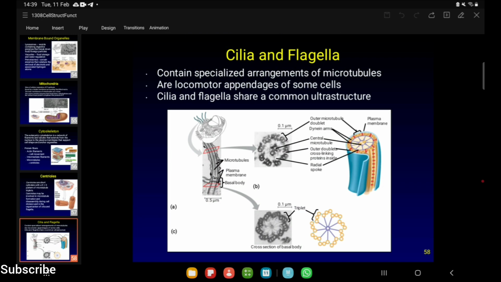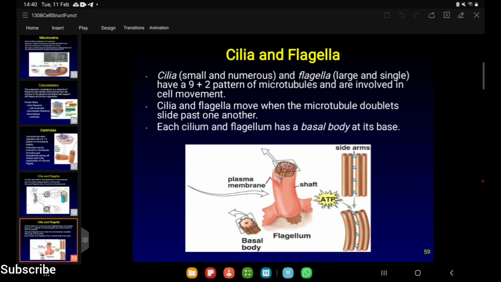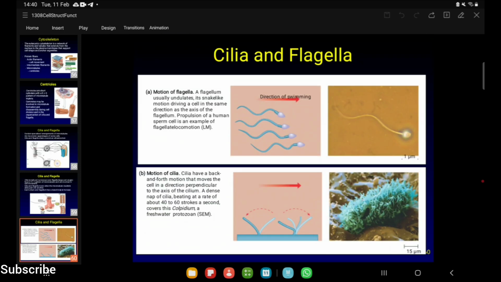Cilia and flagella help in movement. They contain specialized arrangements of microtubules and are locomotory appendages of some cells. Cilia and flagella share a common ultrastructure. Cilia, small and numerous, and flagella, large and single, have a 9 plus 2 pattern of microtubules and are involved in cell movement. Cilia and flagella move when the microtubule doublets slide past one another. Each cilium and flagellum has a basal body at its base. Cilia move in a to and fro motion.